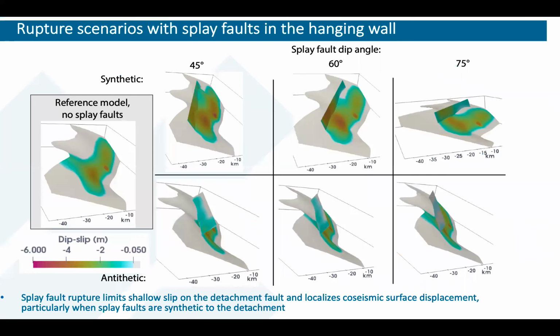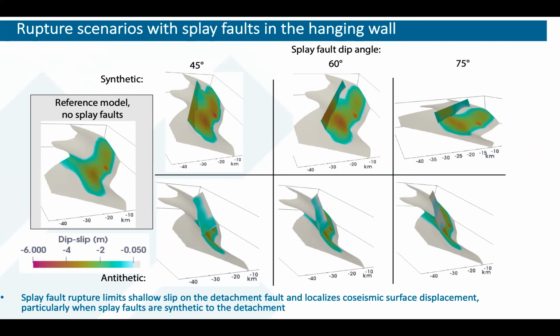Finally, this is some really new work in progress. It's not fully there yet, but we're starting to work on splay faults. And so we're incorporating splay faults in the hanging wall of the detachment, like I mentioned. We see it in detachment systems globally. So we're testing the effects of different splay fault dip angles. So again, here's our reference model with no splays. We have rupture to the surface on this portion of the fault.